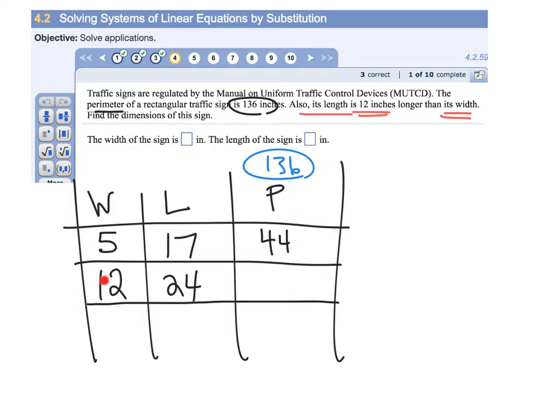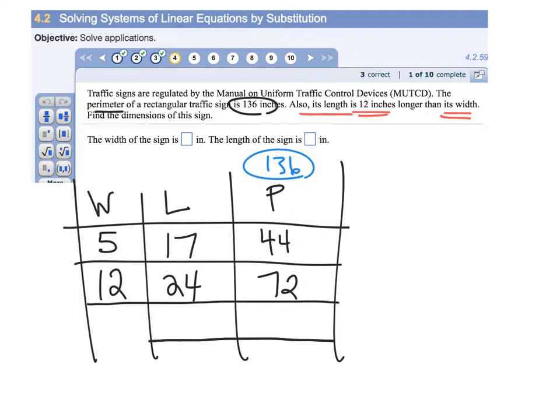Now, how am I going to find the perimeter? Well, I'm going to do 12 plus 12 plus 24 plus 24, and I get 72. Well, I'm getting closer to my goal. I wanted 136. So I'm going to keep going.